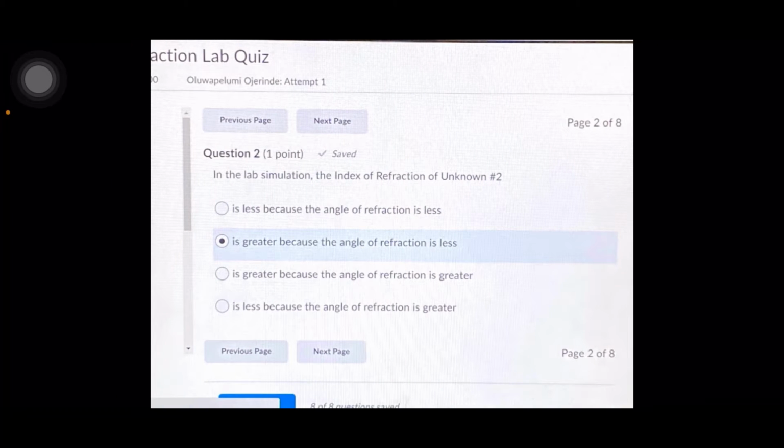In your labs, sorry, I didn't mean to read that. The index of refraction of unknown number 2 is greater. Okay, I was going to stop reading it because I thought it wouldn't make sense if you didn't do the lab, but it does. So your index of refraction is going to be greater because your angle of refraction is less. Kind of work through that. Angle of refraction is less, so your index of refraction is going to be greater.